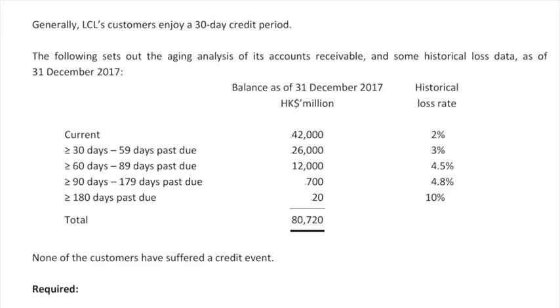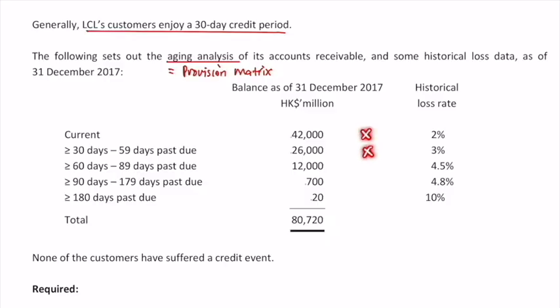Part C, you are required to account for the impairment allowance for trade receivable. Generally, LCI customers enjoy a 30-day credit period. The following sets out the aging analysis of the accounts receivable, the provision matrix commonly used in practice. Total receivable outstanding is equal to $80,720 million. How much allowance do we recognize?